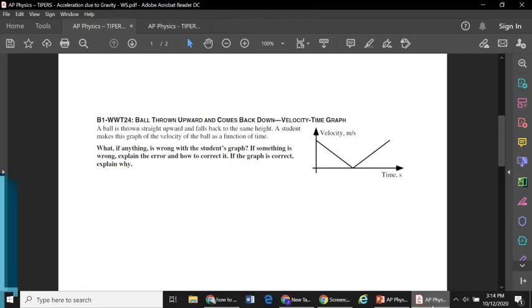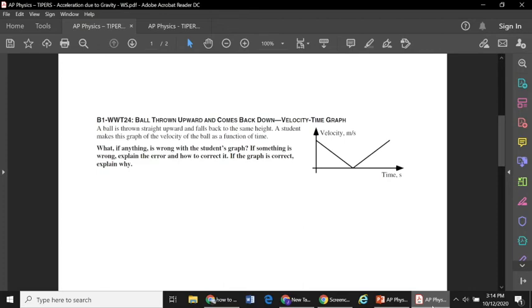Okay, so notice this one wasn't really a proportional reasoning one as much as it was just a question about applying understandings about the motion of an object thrown straight up in the air to a graph. And so this one is showing you a graph of velocity versus time, and it's saying if there's anything wrong with this graph, explain the error and how to correct it, and if the graph is correct, explain why.